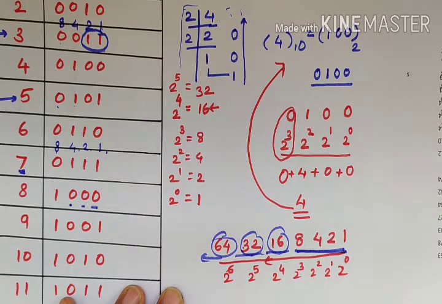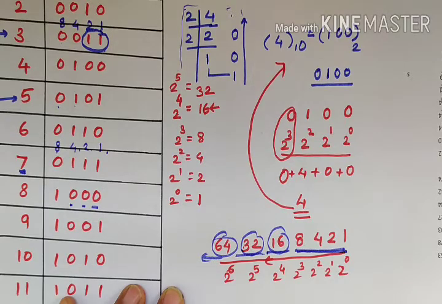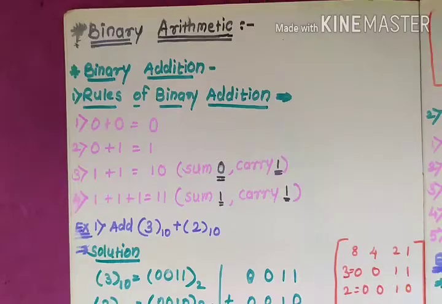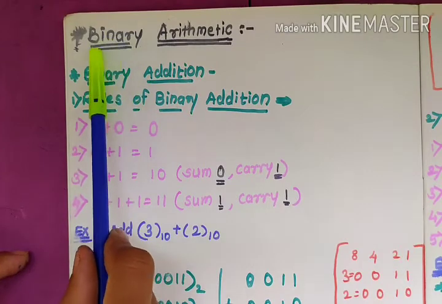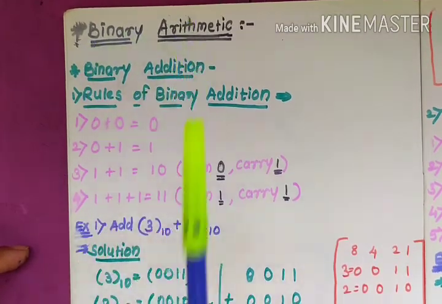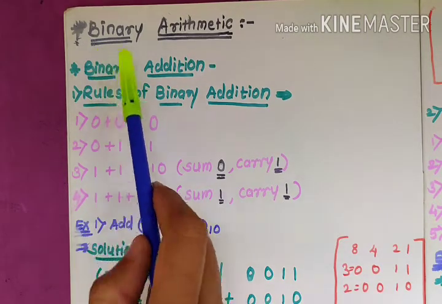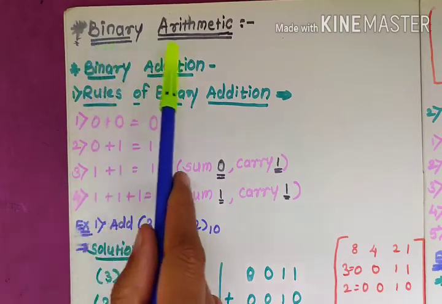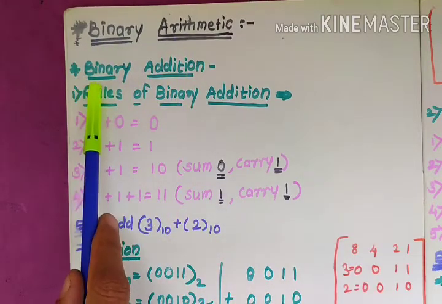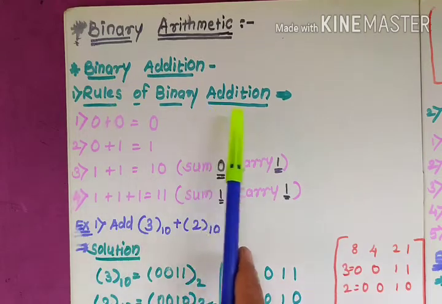now let us see what is meant by binary arithmetic and its rules. Student, binary arithmetic, as you know that in algebra we start the calculations from addition, subtraction, multiplication and division. Okay, in the same way in binary arithmetic there are different rules for binary addition and subtraction. Now let us see binary arithmetic. First, binary addition and rules of binary addition.